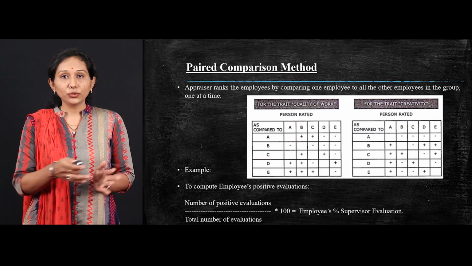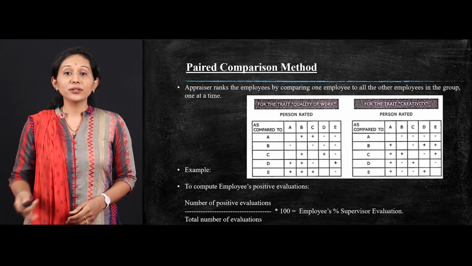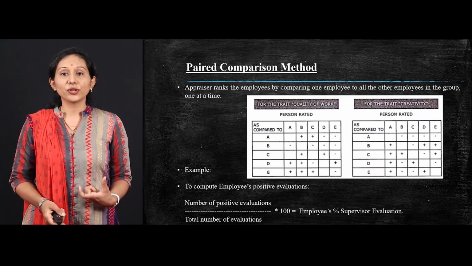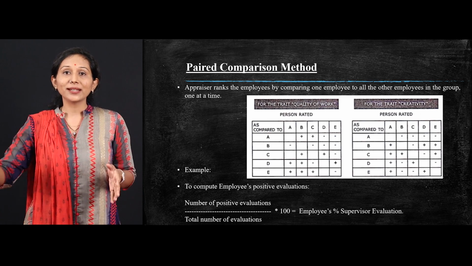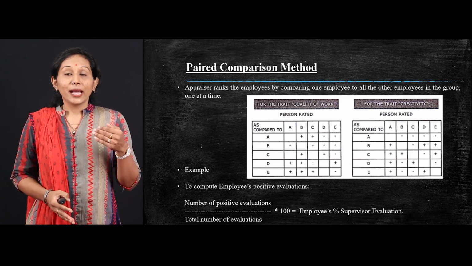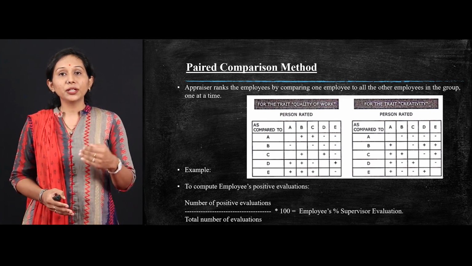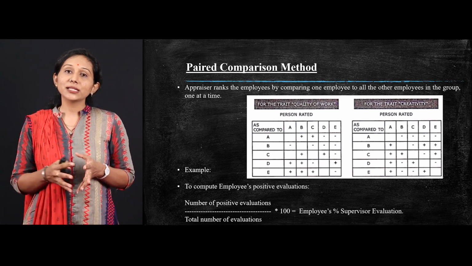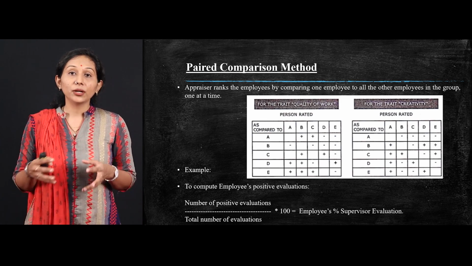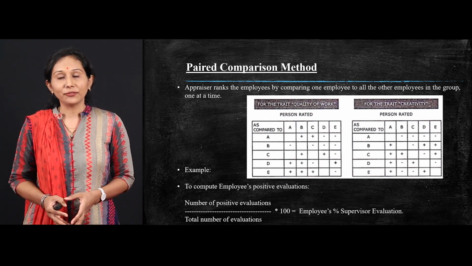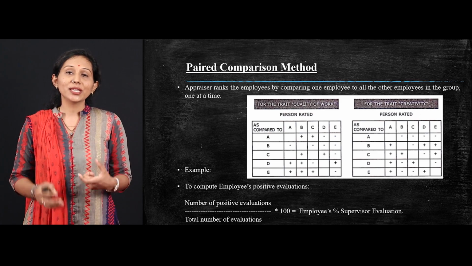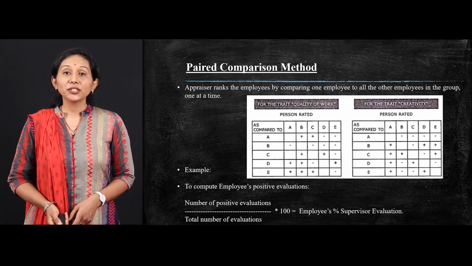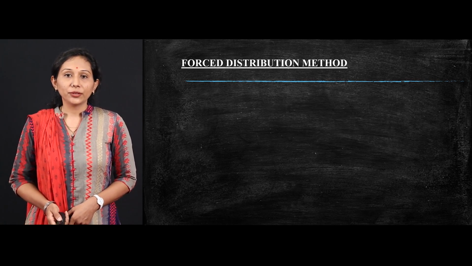Now, for example, to compute the comparisons, what we would do is take the total number of positives of the comparisons of different employees and divide it by the total number of comparisons into 100. It is the same simple method through which a percentage is derived, and this percentage denotes the rank for each and every employee. Next method is the forced distribution method.